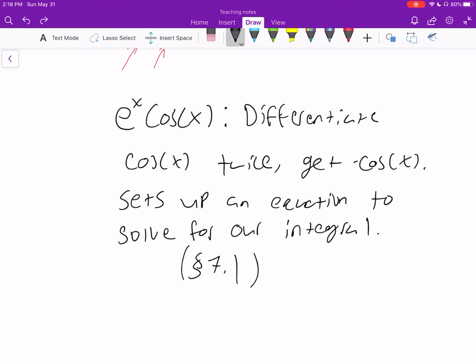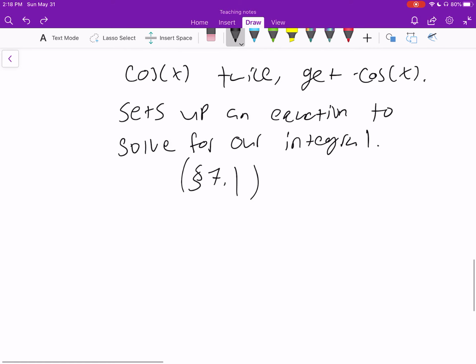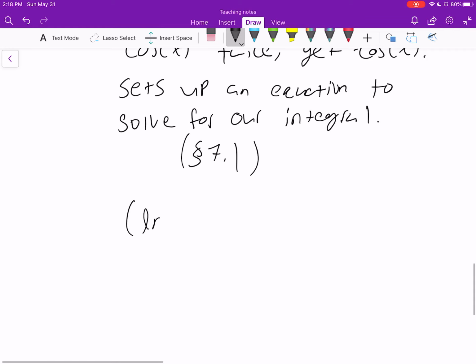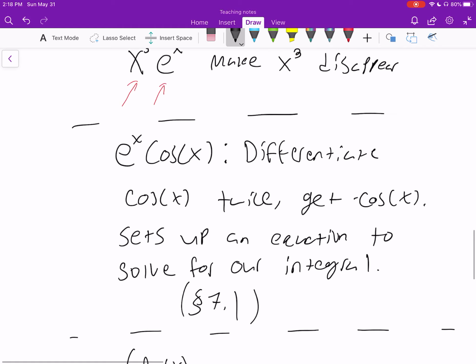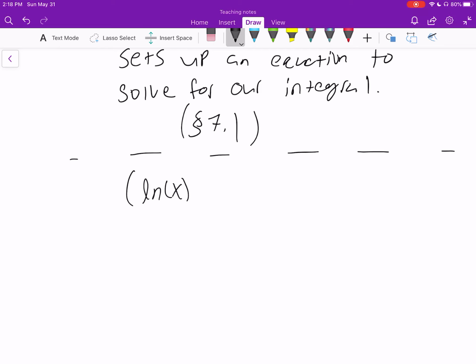Let me get an equation to solve for e to the x cosine x. And then the last one that I'll point out, I think there was an example like this on your homework, so this is all still by parts. It was something like ln of x squared over, let's say, x to the fourth. This is by parts also, and the reason I know that is because 1 over x to the fourth I can integrate. I know how to integrate that.